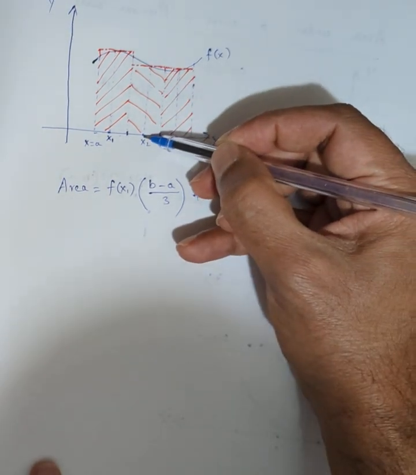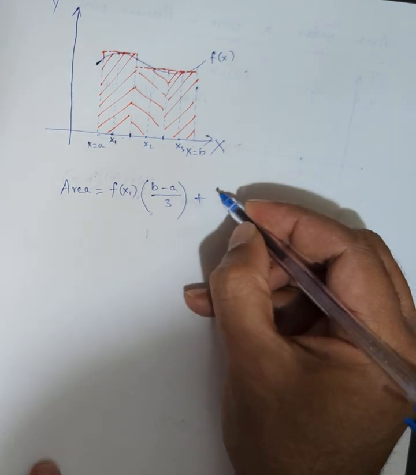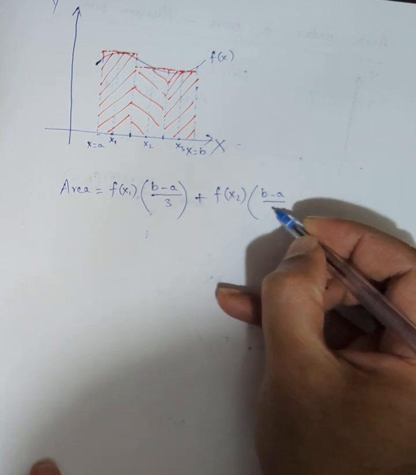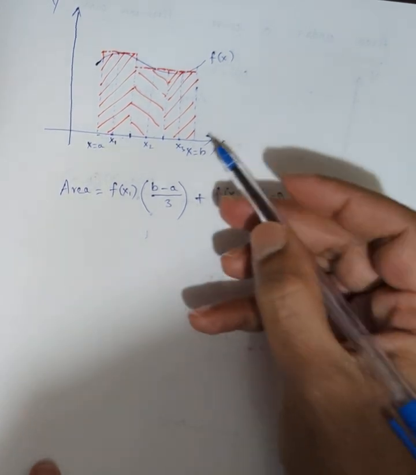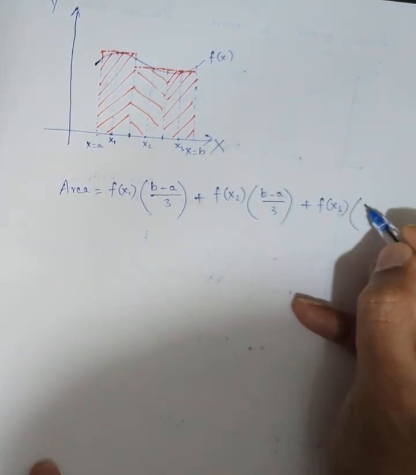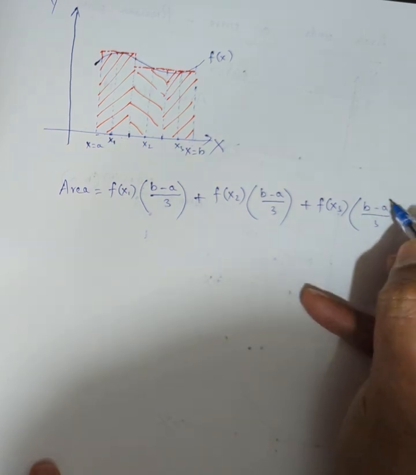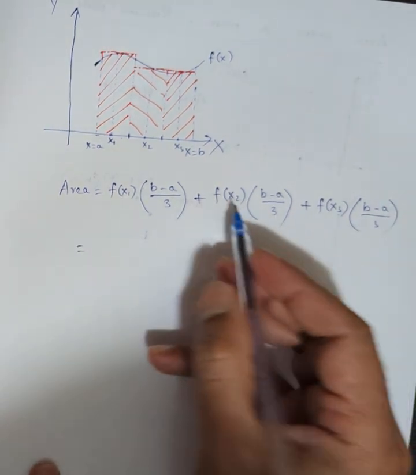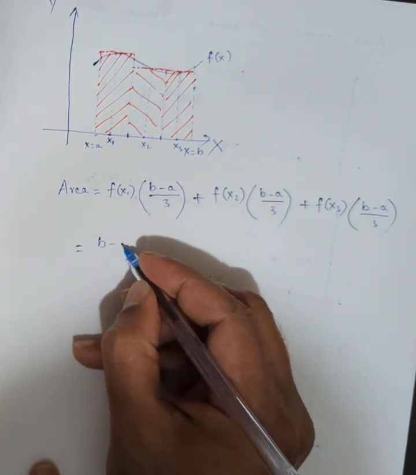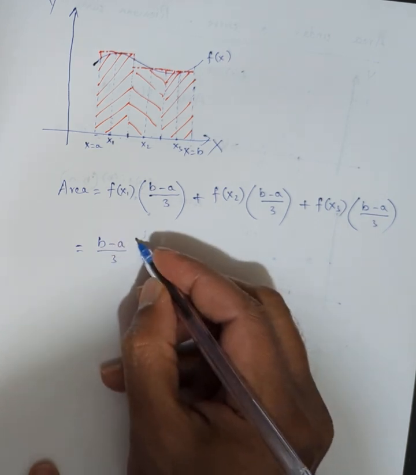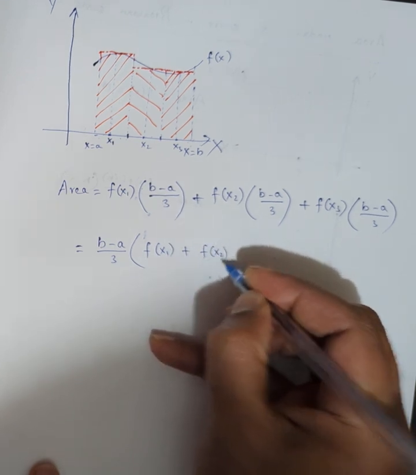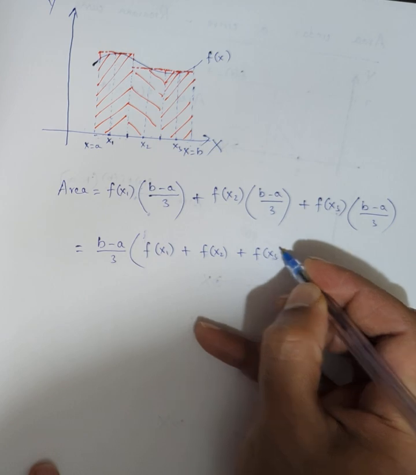For the second rectangle, we evaluate the function at x2. So that's going to be our height, and it has the same width, b minus a over 3. And for the third subinterval, the height is f of x3, and the width is again b minus a over 3. So as you can see, b minus a over 3 is the width, which is the same for each of the subintervals. So we can factor that out and then write down f of x1 plus f of x2 plus f of x3 in parentheses.